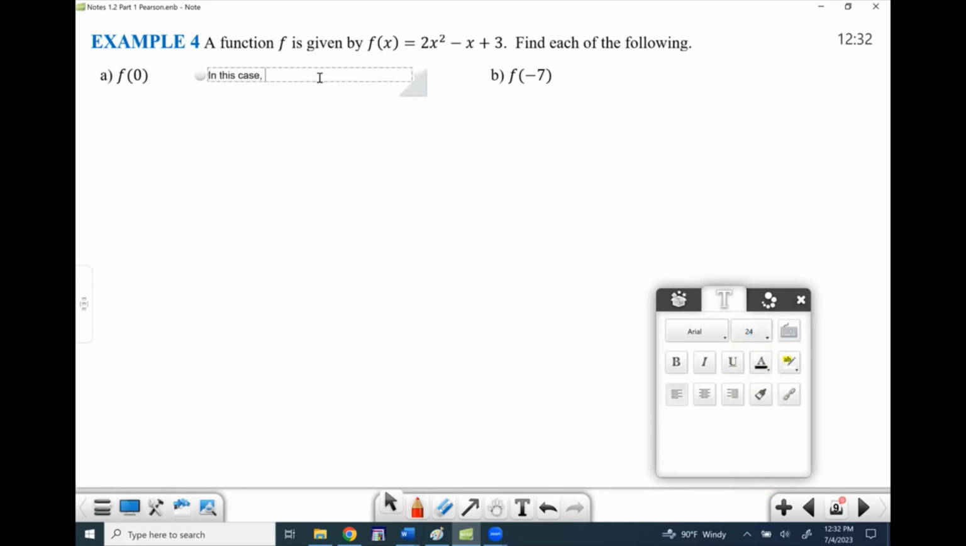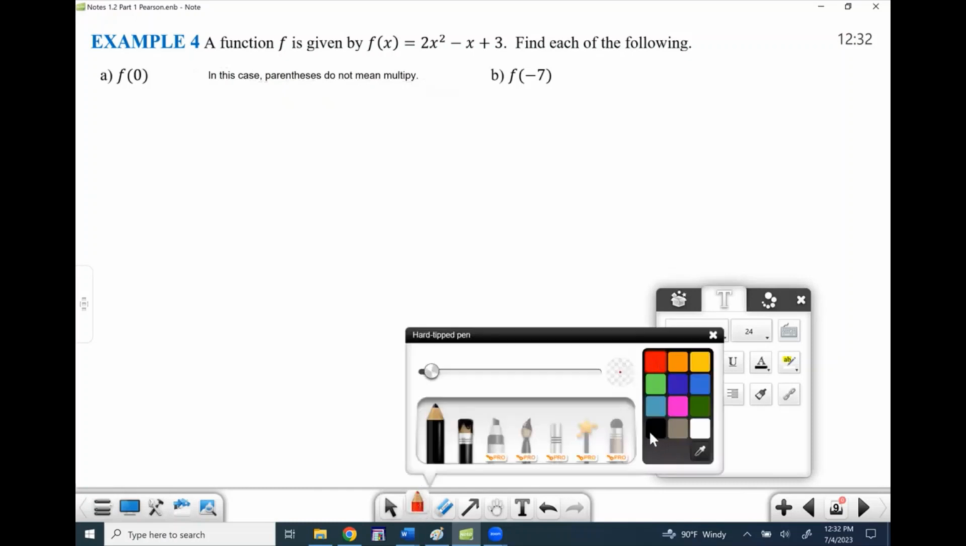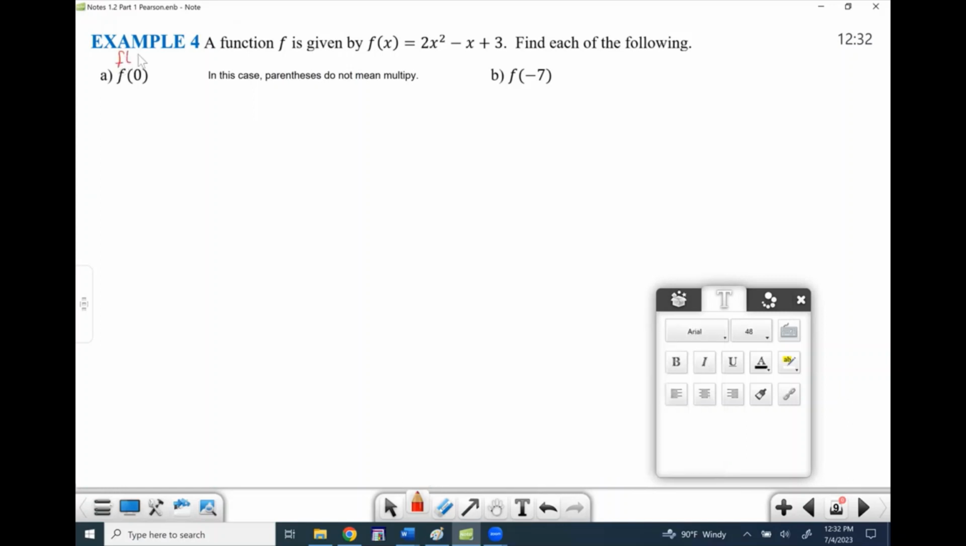In this case, parentheses do not mean multiply. Okay. So that gets a few people. So then what does it mean? What this means is, remember, this is f of x. So what they're doing is they're giving you the x value. So you're going to substitute or plug in 0 for all x's.